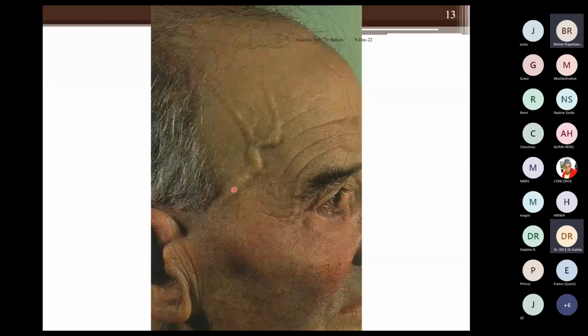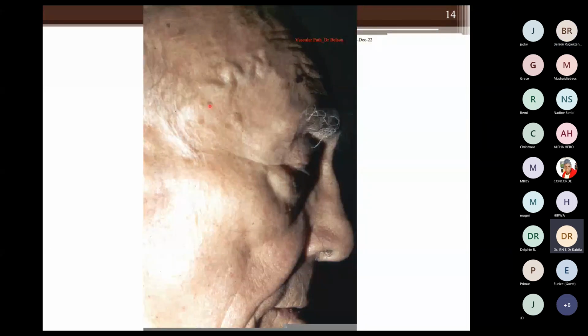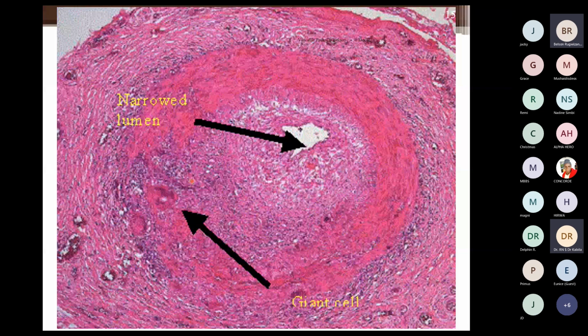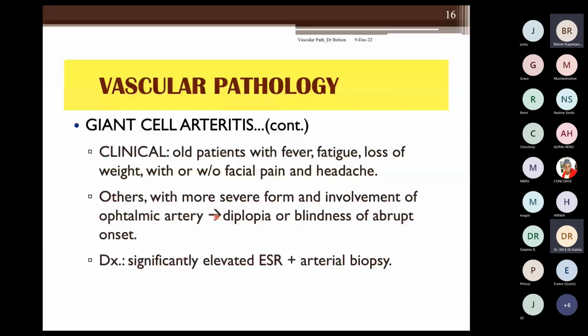So here you can see uyu muntu afite iveso ibyimbye, veso yose ibyimbye ntabwo ari temporal arteritis, aho igomba kuba imurya wanakora ukumva harimo nodules. That's how you will confirm it is temporal arteritis. So, and you see here we have giant cells, as I was saying, and the lumen is narrowed, as I was saying, because of this chronic inflammation with granulomas. So it usually affects older patients. They will present with fever because of inflammation, fatigue, a loss of weight, with or without a partial pain and headache.